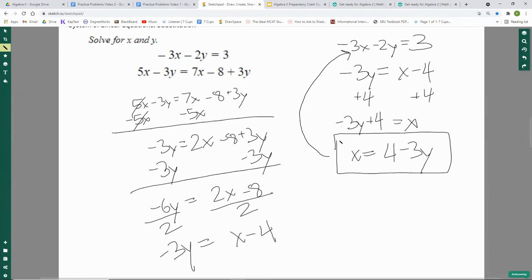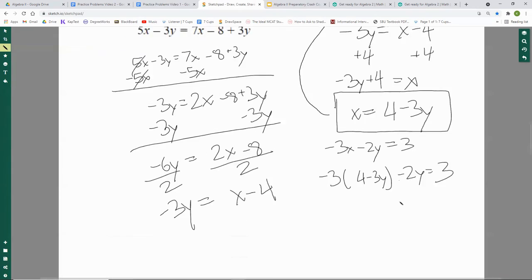Let me bring the whole equation back down to make it easier to see. We're replacing this x with the expression we got from the other equation. So it's going to look like minus 3 times 4 minus 3y. We're getting rid of the x. There are no more x's. Minus 2y equals 3. Now this is a problem that we can solve, because we only have one variable.